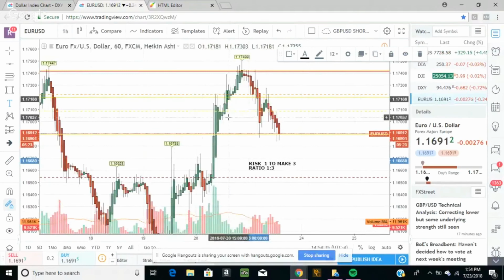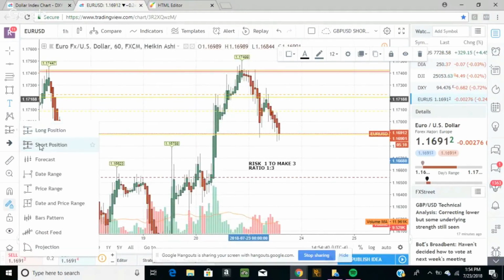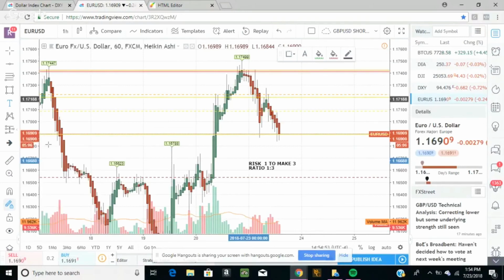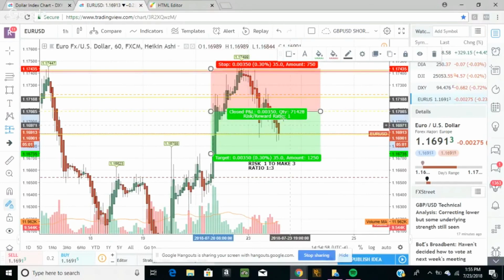So I'm going to go to my hour chart, and I'm going to click down here where it says long and short position ratio, literally the seventh tab on TradingView. I'm going to click on short position because I'm selling. If I was buying, I would click long position, and I'm going to click right where I'm entering that. So you see what it has done is created basically a 50-50. I'm risking 35 pips to make 35 pips. In the middle box you can see the risk-reward ratio is 1.